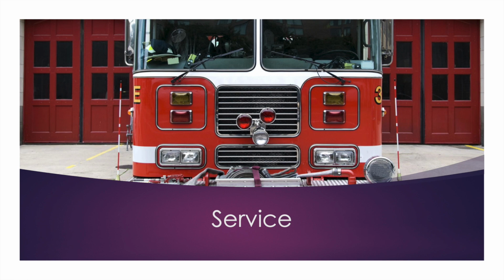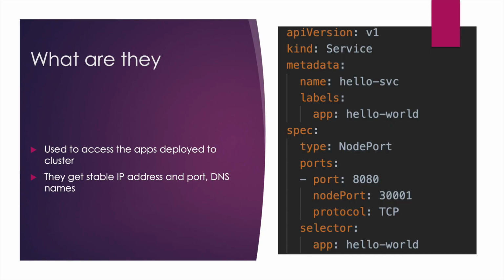Now we have seen deployment, we have seen pods, and we have seen how deployments are used to deploy pods. But how about if we want to access an application that is running in a pod? That's where service comes in. Services are used to access our applications deployed to the pod, and they have a stable IP address, stable port, and stable DNS. The reason for that is that pods are temporary, they just come and go, and we can't use their IP address to access the applications. That's where service comes in.